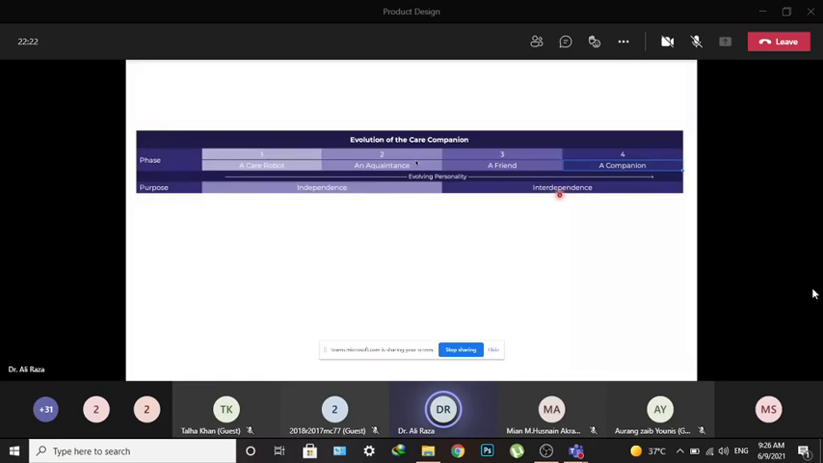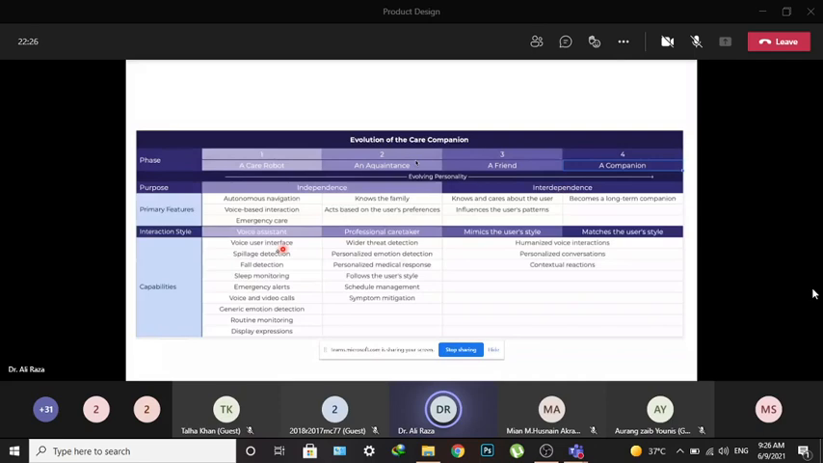But then when the robot gets into that evolution, it starts an interaction which is interdependent with the user. And in that particular case, all the primary features, different interaction styles, and all the capabilities were listed as well. We have already discussed those, so I need not spend overly much time here, but you can see that all those aspects that we identified in the story beats are indicated. Voice user interface, spillage detection, fall detection, sleep monitoring, emergency alerts, all these topics were identified in the story beats.